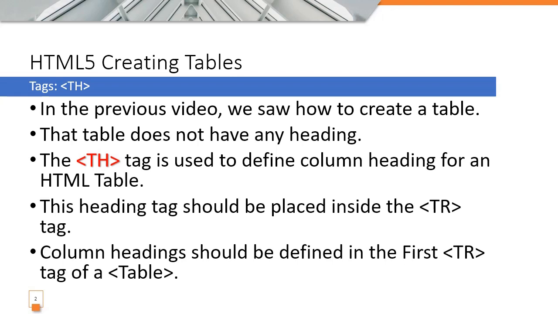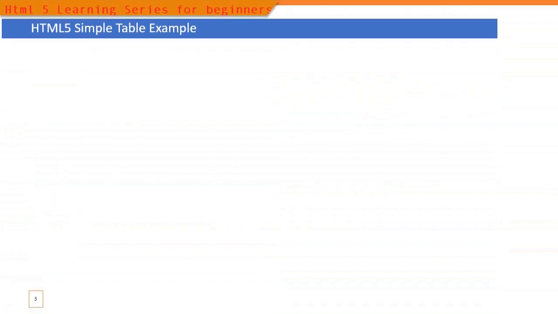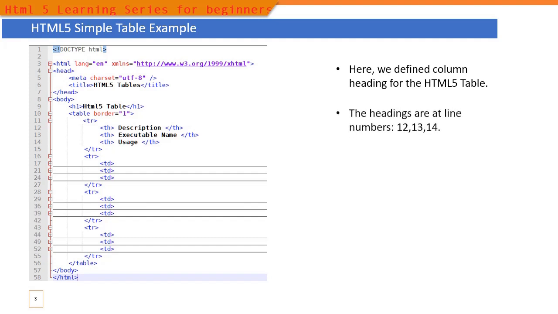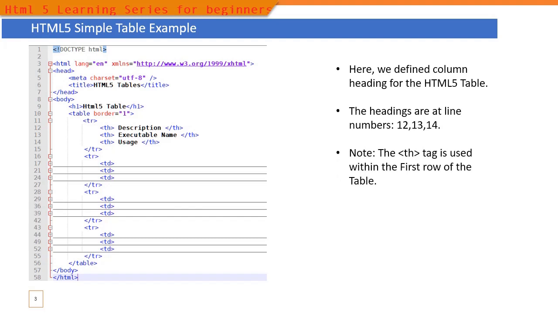That means when you are using the th tag to define the column heading, it should be in the very first row to see a proper effect of a column heading in the rendered table. So here is the example. Here we defined a column heading for the HTML5 table. The headings are at line numbers 12, 13 and 14. The th tag is used within the first row of the table. So you can see here in the screenshot that the row is expanded.